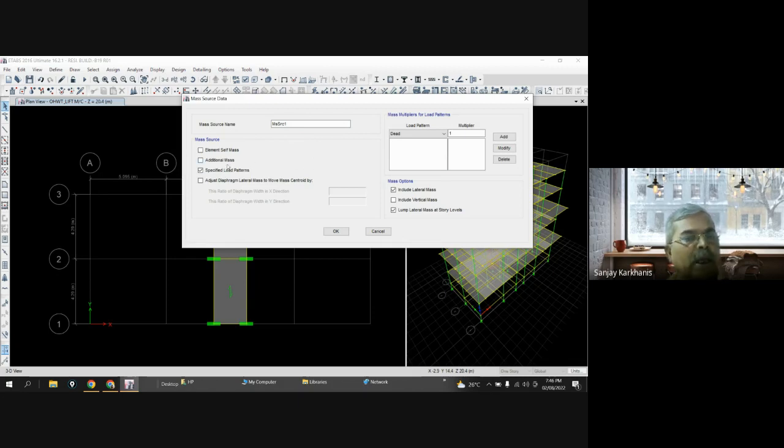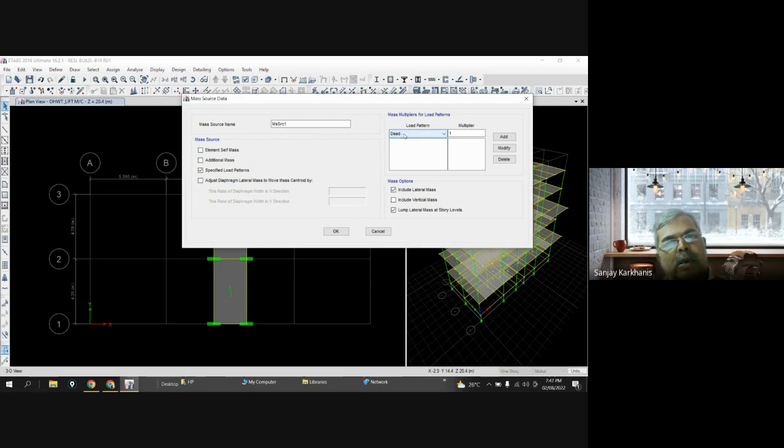Okay, so for that, how can you calculate the weight? By specified load pattern. Now, once you click on this, you will see that this load pattern is available. See, if I don't click on this and I click somewhere here, this is not available. Are you getting it? Yes, sir. So it will be available only when you click on this specified load pattern. Okay. And now you can apply your codal provision.